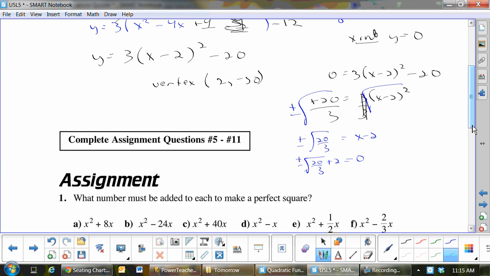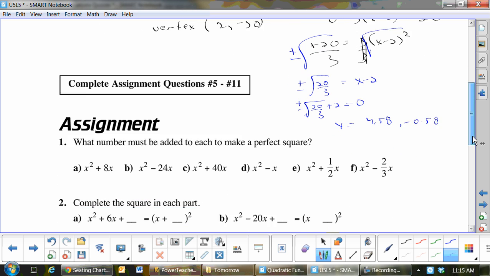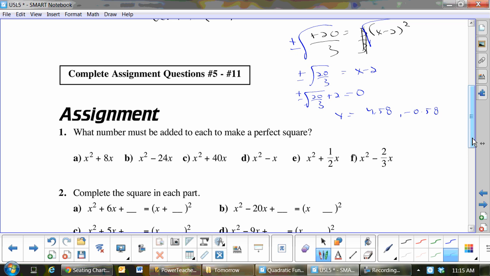So what is positive root 20 over 3 plus 2? Just because I want to see what this thing would look like. What do you got? So 4.58 is one x-intercept. And what's the other one? 0.58. Make sure root 20 over 3 stays in brackets, right?